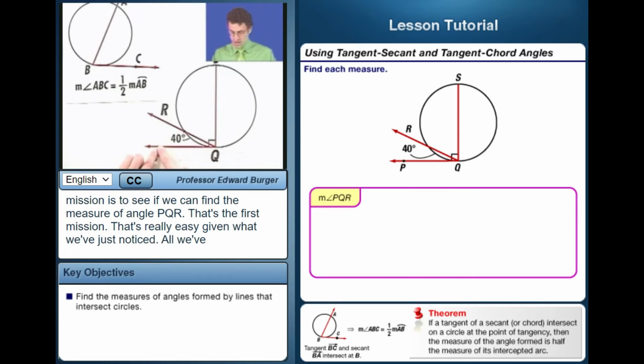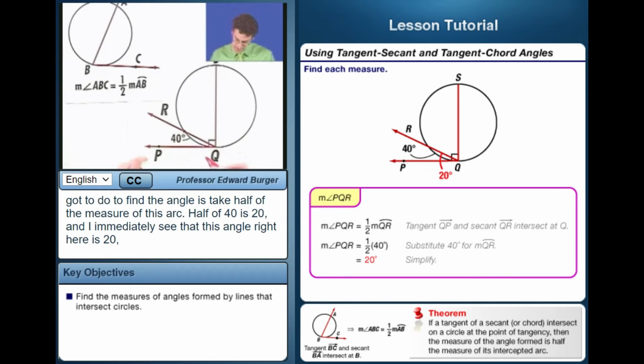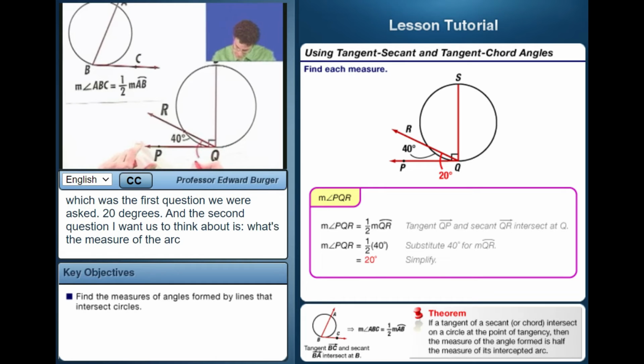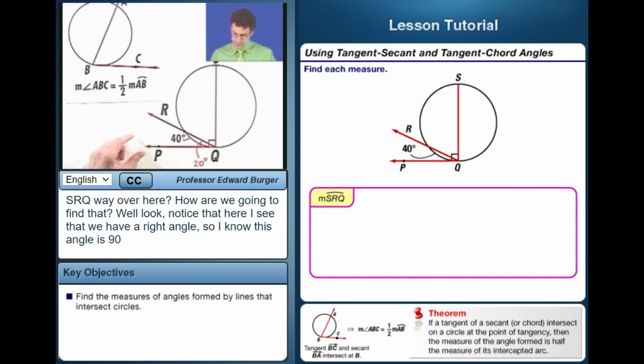That's the first mission. Well, that's really easy given what we just noticed. All we've got to do to find the angle is take half of the measure of this arc. Half of 40 is 20, so I immediately see that this angle right here is 20 degrees, which was the first question we were asked. Now the second question is, what's the measure of the arc SRQ?